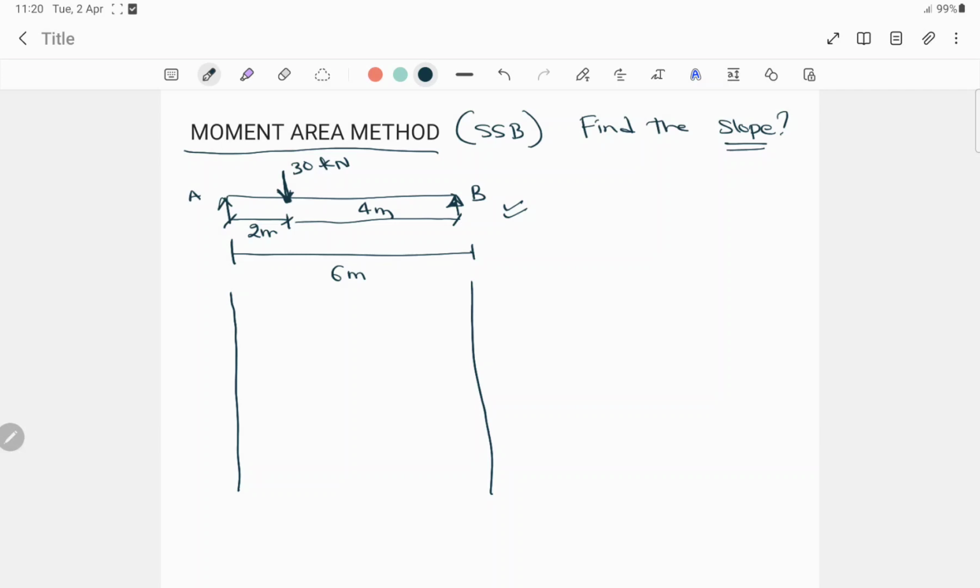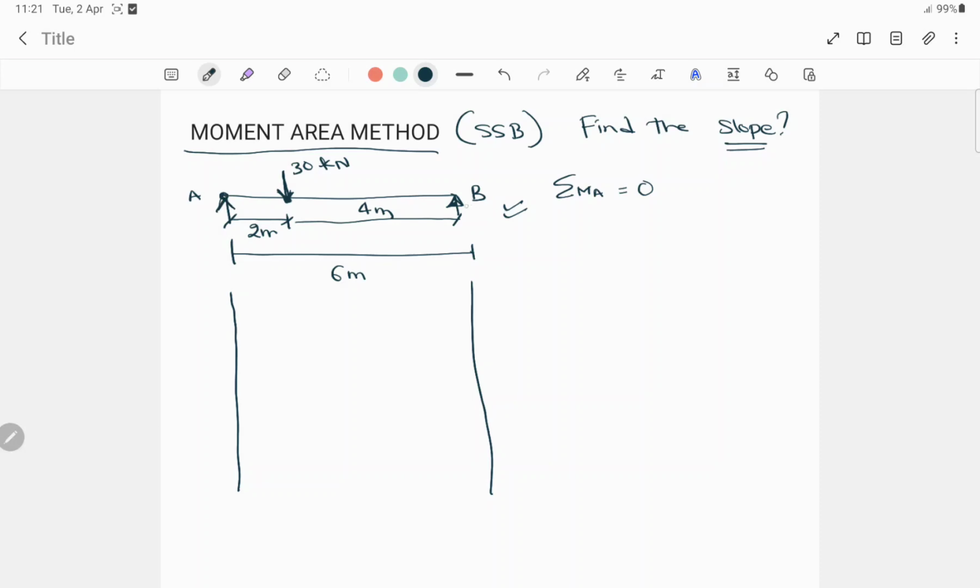To find the RB value, we have to take the summation of all the moments about A is equal to 0. That means all the forces will go towards A, and we have already discussed these things in my strength of materials chapter. So you can go through and check how to find the RA and RB values, that is the reaction at A and reaction at B, and how to find the moment also. Now, summation of all the moments about A is equal to 0, that means all the forces will go towards A.